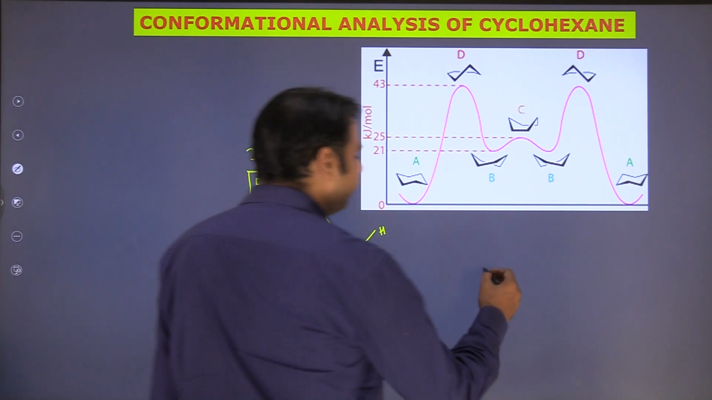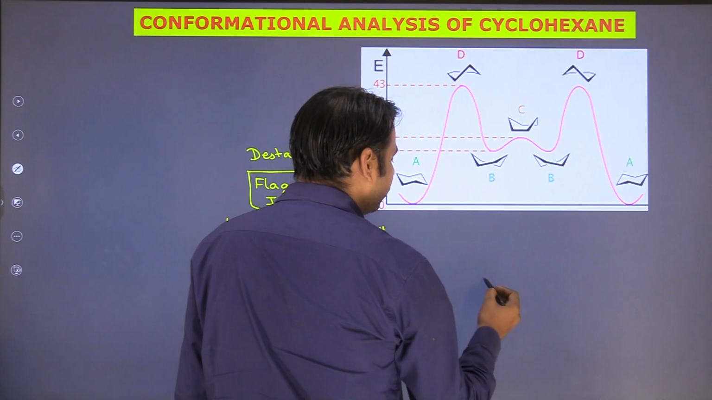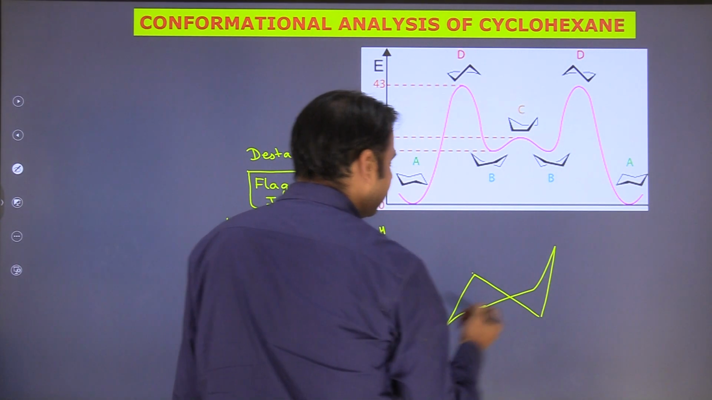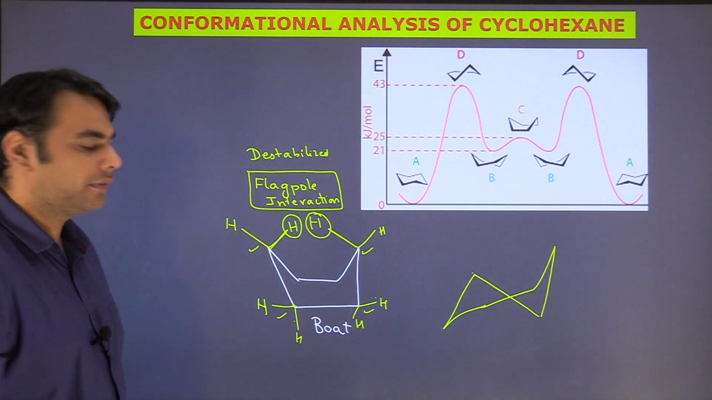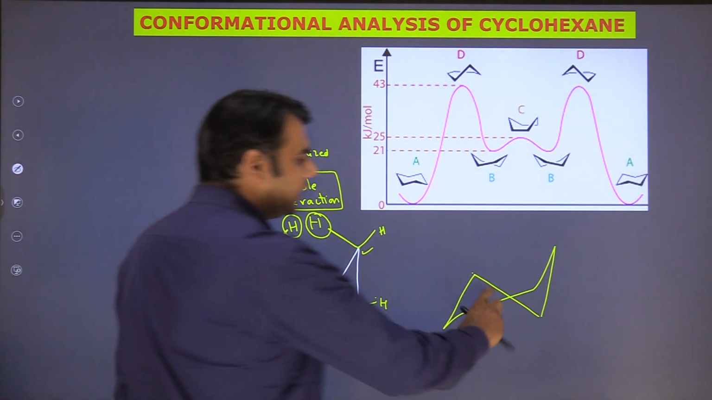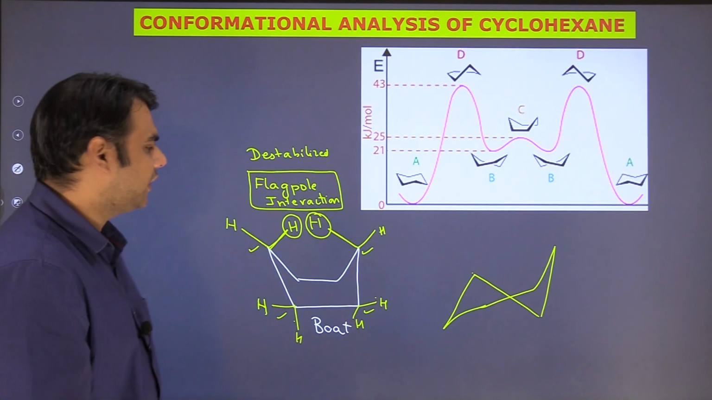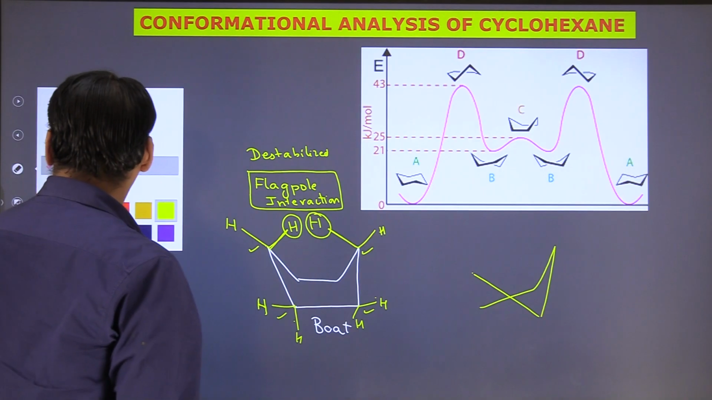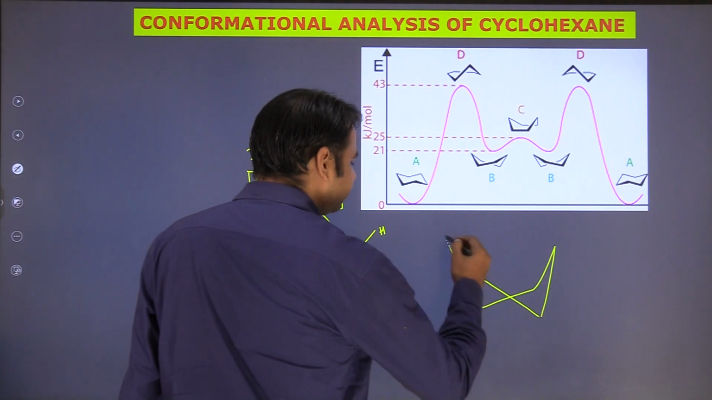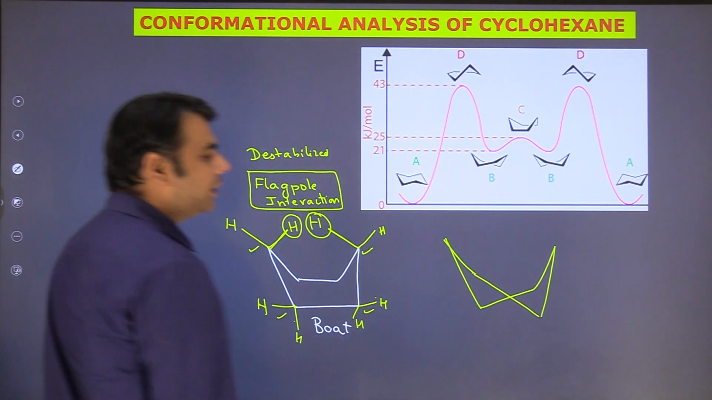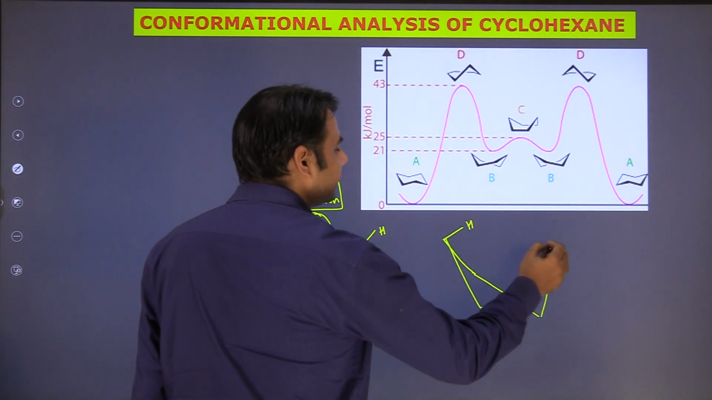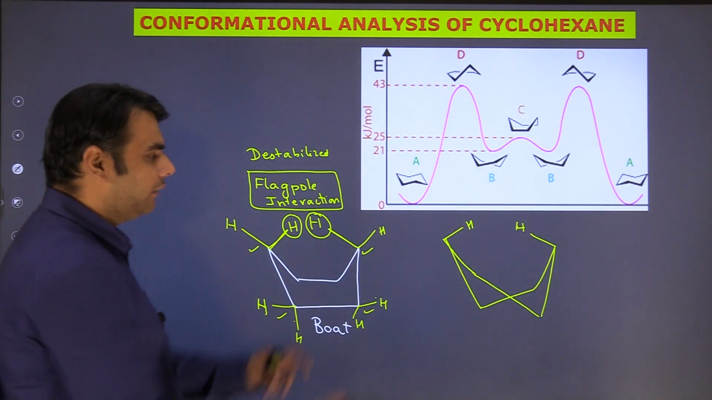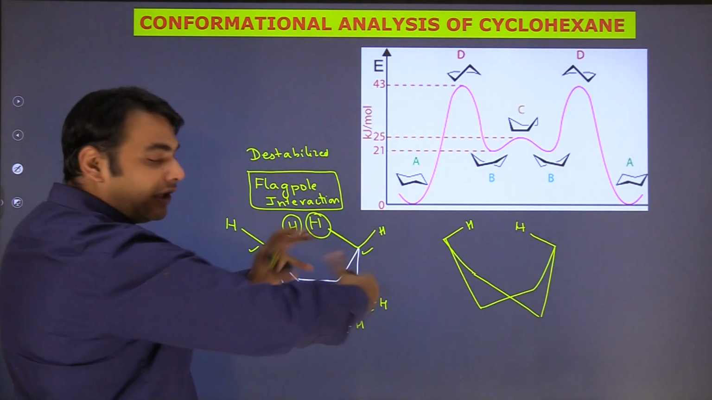Now there is another form which is called the twist boat. So a twist boat looks something like this. I have twisted the boat. This is basically called a twisted boat because I have twisted the boat. Now on twisting the boat, what will happen is, these hydrogens which were interacting, because of the less distance between them, will become far. So I basically twisted the boat.